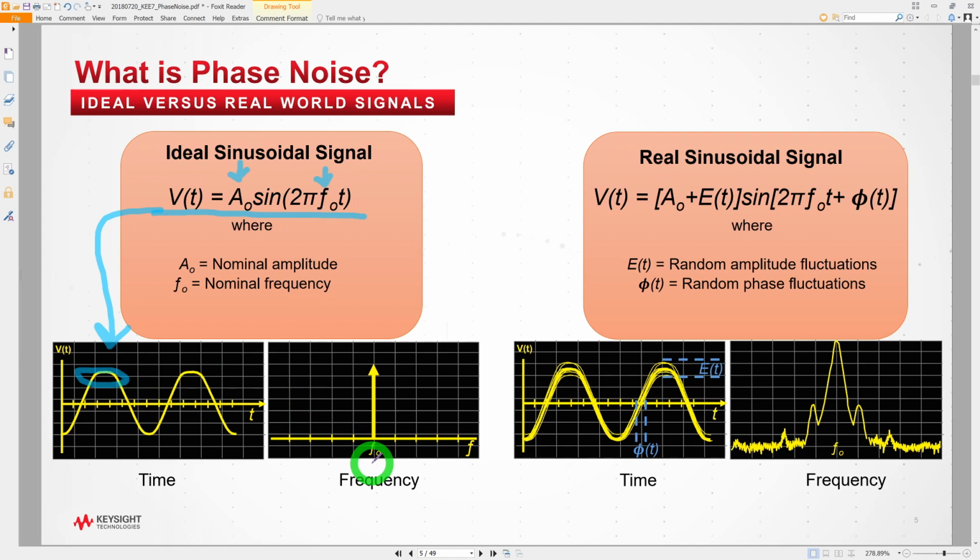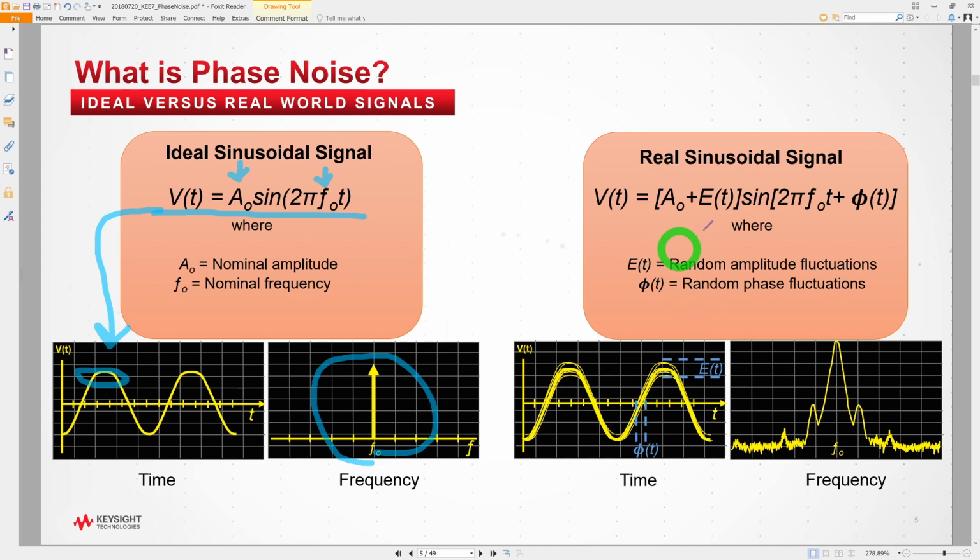If I were to take the Fourier transform of this sinusoid, I would get a single tone. It's a pure tone, and this is what we would want. This is how an ideal signal source at frequency f0 would operate. But of course, everything is not ideal, and we're going to have various types of imperfections.